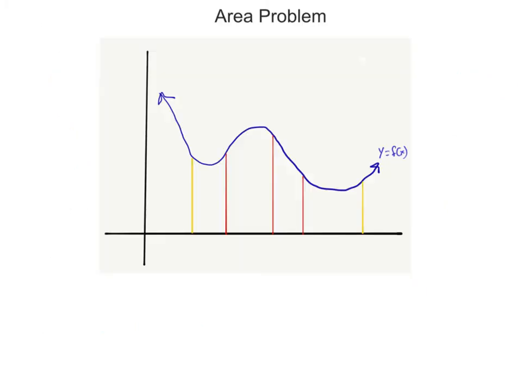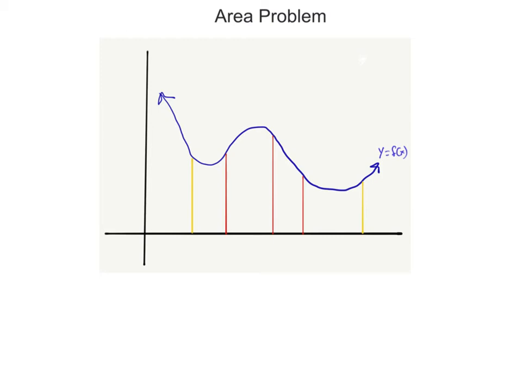The next problem that we have is what's called the area problem. We're looking at the area between a curve, y equals f of x, and the x-axis. In this case I'm looking at the area between the curve and the yellow lines. The way we can approximate that area is using rectangles. How we break up the region is up to us. We can break it up in any way we want.